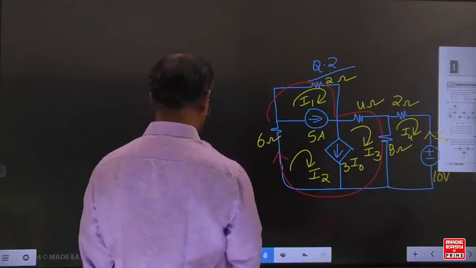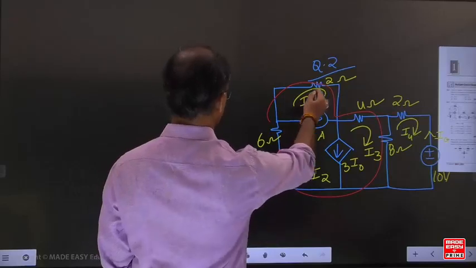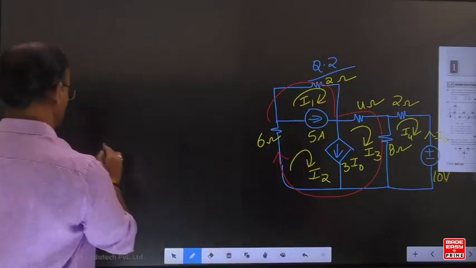Now for this example, if you write the equations, let us start from this one. How much current is going through the 2 ohm resistance? I1 current.